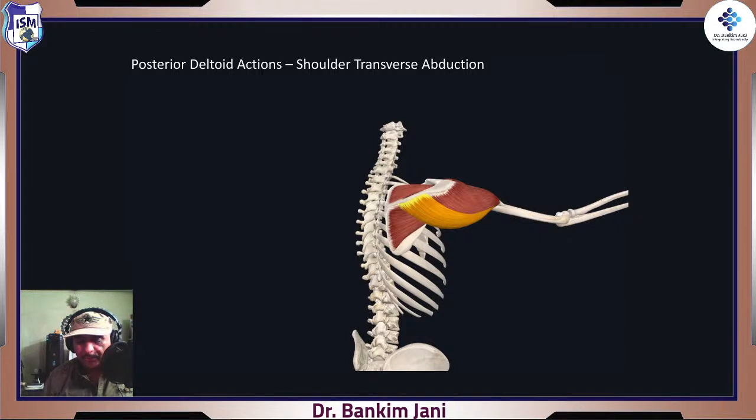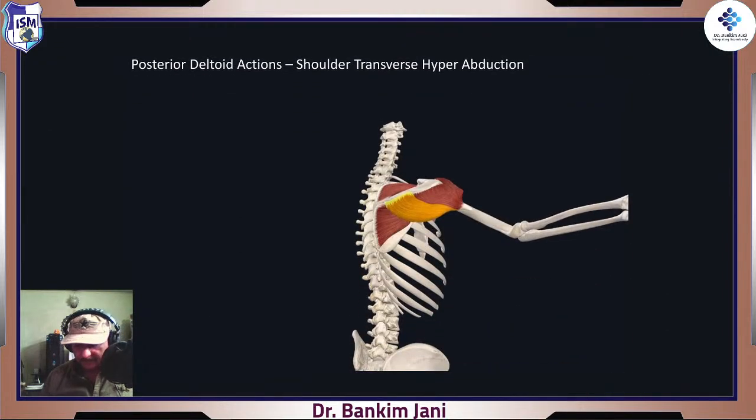Finally, shoulder transverse abduction. Abduction was already handled by the middle fibers, right? But now it is also taking this into action because it is the posterior fiber. This time it is not only abduction like this, it is transverse abduction. Transversely you are going, so it makes sense. The shoulder would be going back. Abduction, and the hyperabduction, right? From this level it can go still back. So that is hyperabduction.